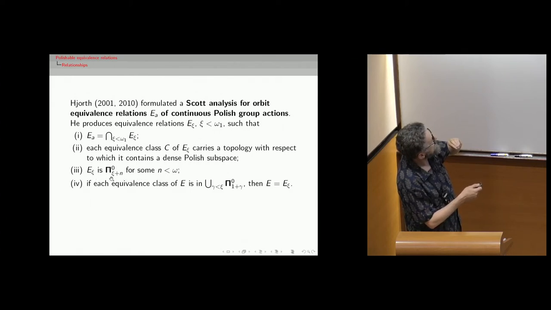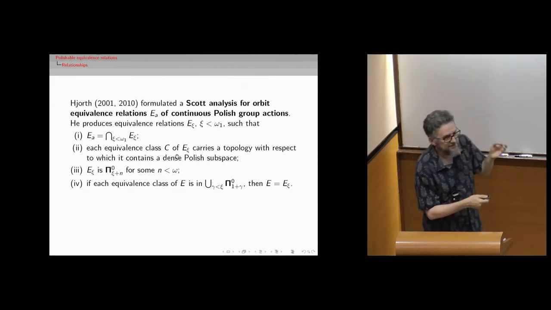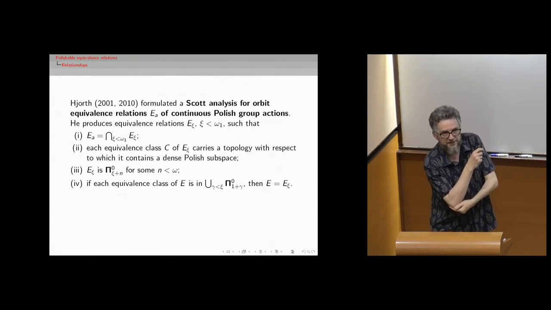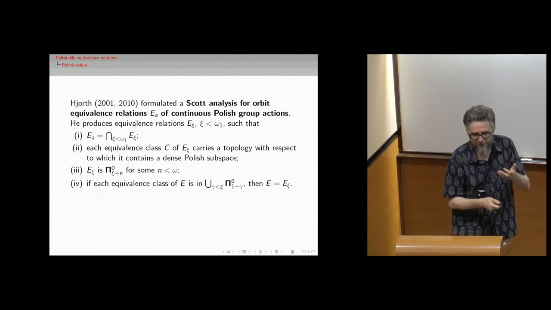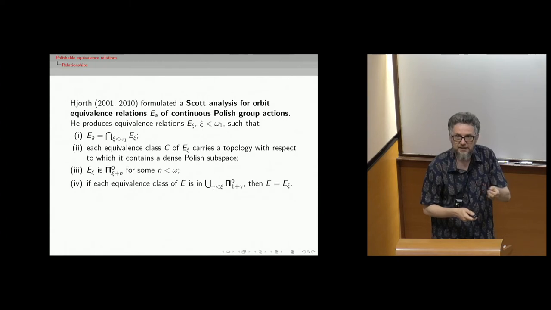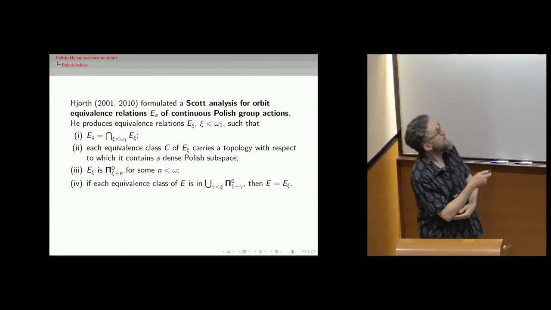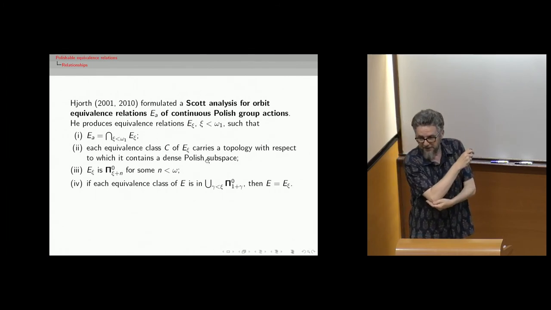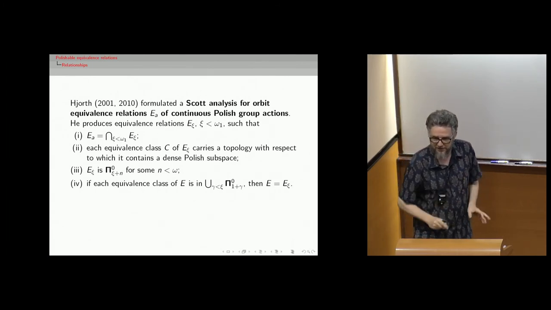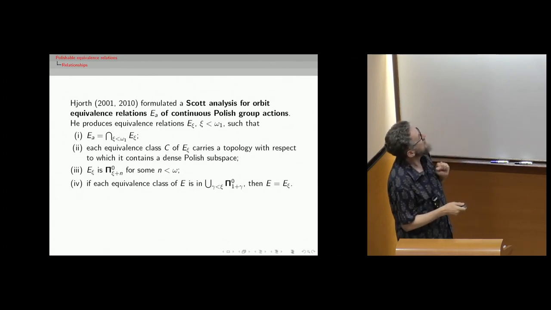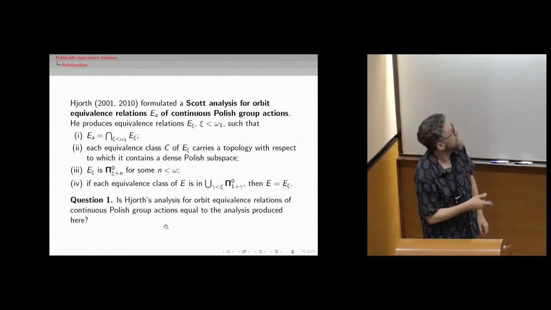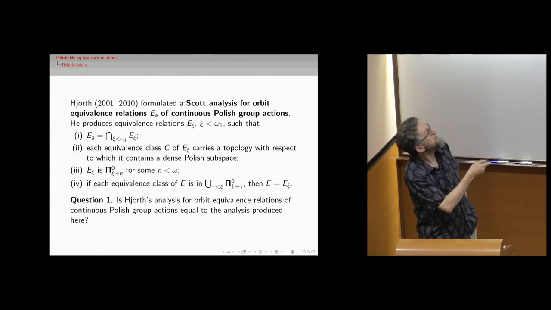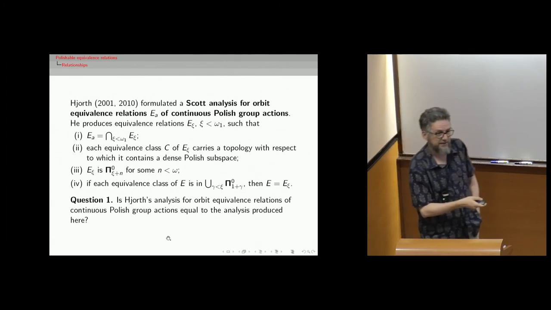He controlled the complexity. Here there's something where there is a discrepancy with what he was getting and what's gotten in this abstract situation. He was getting that each equivalence class carries a topology, but it's not a Polish topology, but it contains a dense subset on which the topology is Polish. So this gives me a little pause that this might be something a little different, but I think maybe he did not check it carefully, or this should actually be Polish here, and his analysis should give it. So the question is, is Greg's analysis the same in this particular case of EA? Is it the same as the abstract analysis that I ran here?